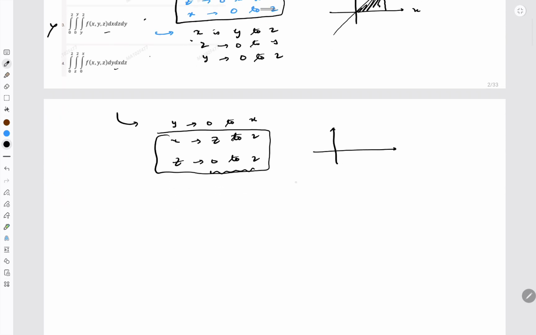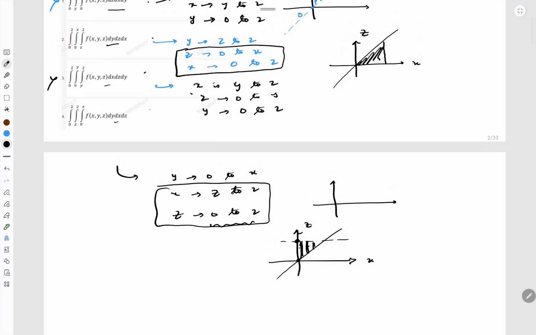So here, if we talk about the xz plane, x was ranging from 0 to 2 and z was ranging from 0 to 2. So we are talking about this region actually, not this region. So same region actually. So this region is conflicting basically.